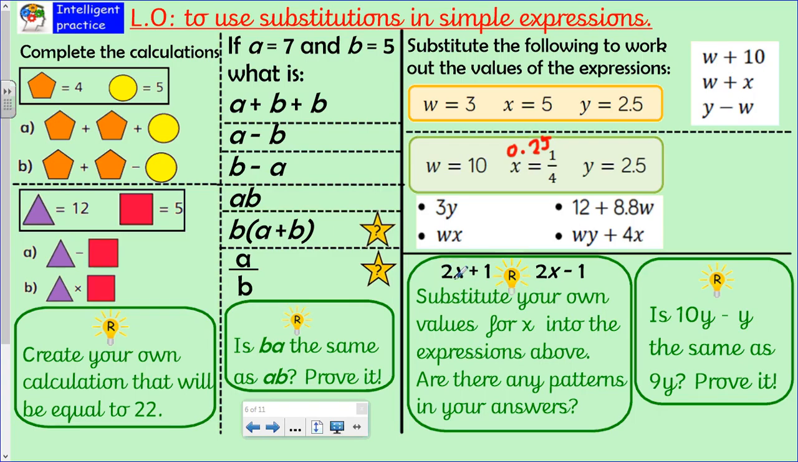And then, let me just move that out of the way. There we go. So we've got 2x add 1 and 2x take away 1. Substitute your own values for x into the expressions above. Are there any patterns in your answers? I'd very strongly suggest working systematically here. So make x equal to 1 first on both sides.